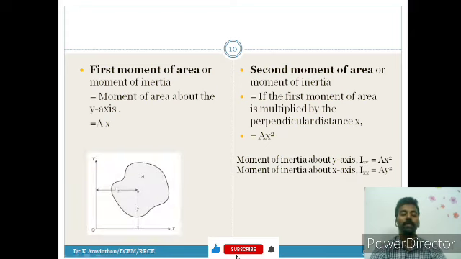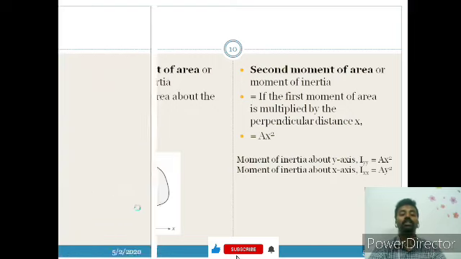So this is the area. You can see this is an irregular component which has an area, and from the origin it has an x distance and a y distance. If you need the first moment of area, you have to find the area into the distance. If you need moment of inertia about the yy plane, you have to take the x distance. If you need moment of inertia about the xx axis, you have to find the y distance. So this is the concept.